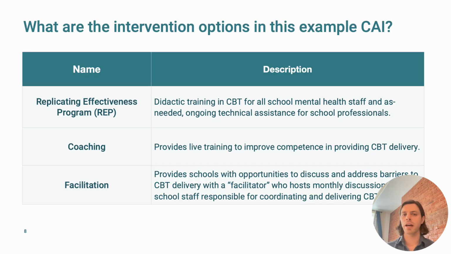So before diving in more deeply, what are these intervention options? REP is Replicating Effectiveness Program. This is a didactic training in CBT for all school mental health staff, and then technical assistance for school professionals as they need it. Coaching is just a skills training to improve the competence of the school professionals in providing CBT. And then facilitation provides schools with opportunities to discuss barriers to CBT delivery in school settings with a facilitator.